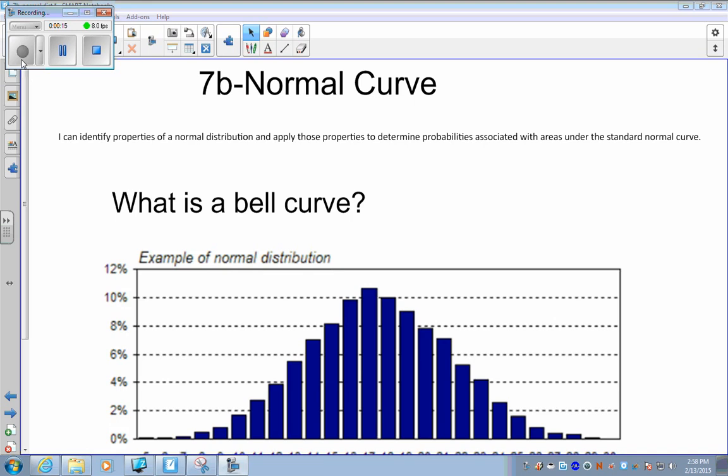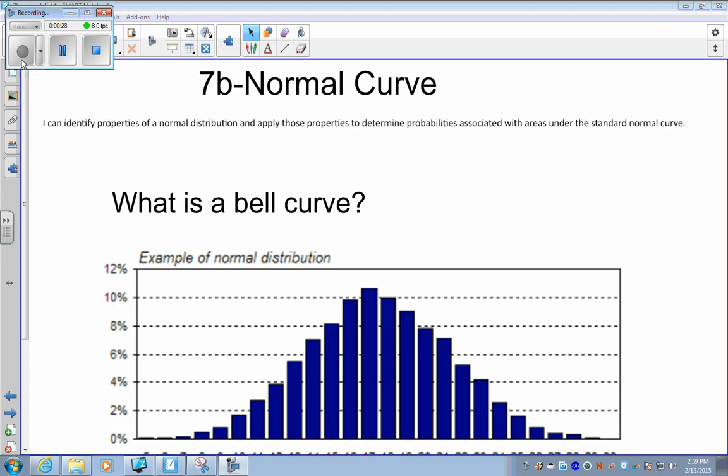Normal curve. Probably talked about it in either AFTA, if you took that class last year, or in Algebra 1. Nevertheless, you don't really need to know a lot about it. I'll explain it, and hopefully you can follow.